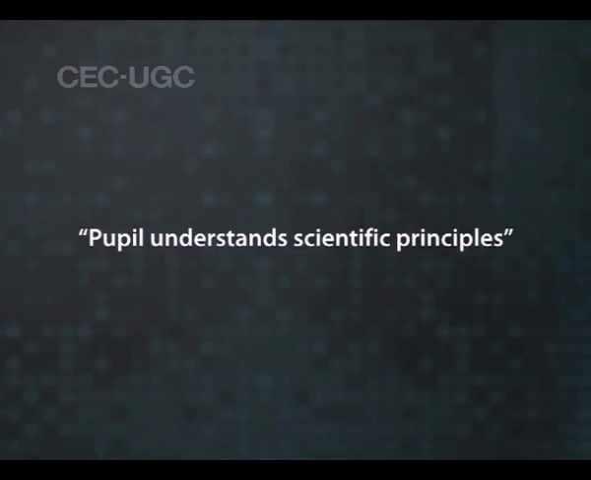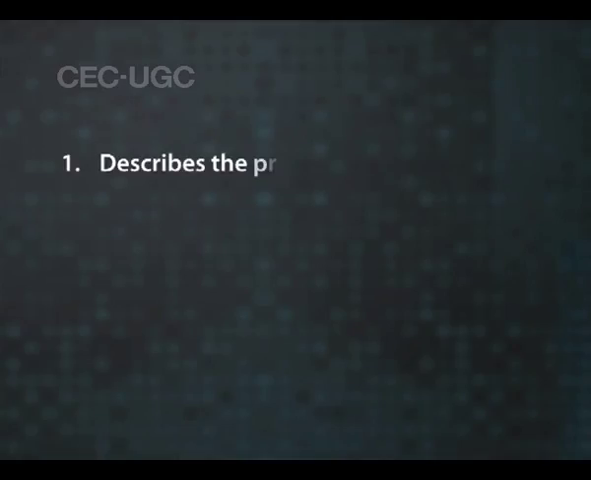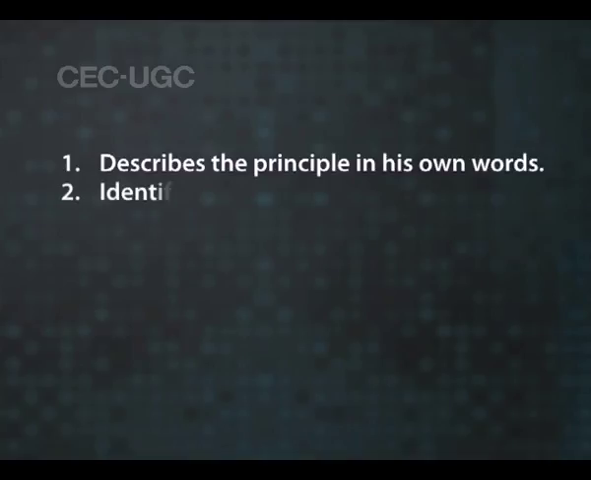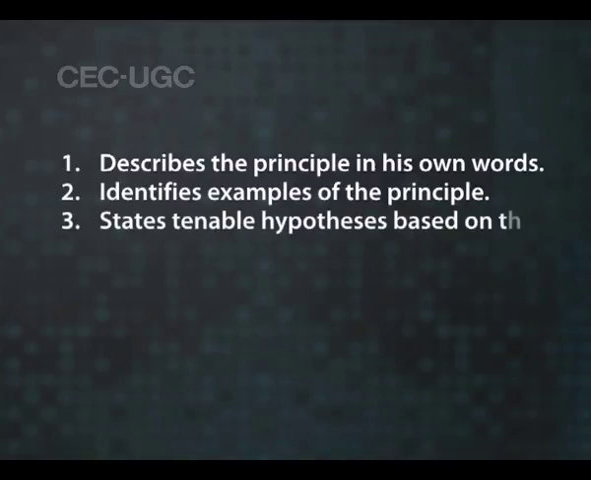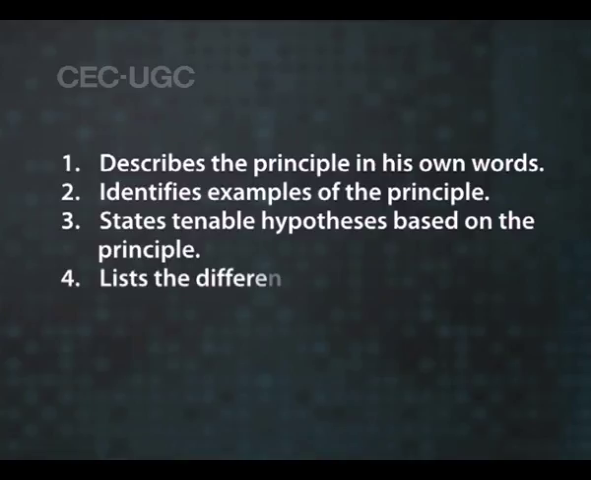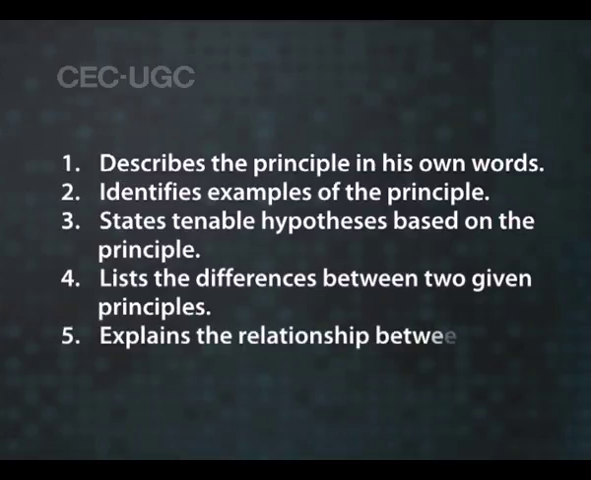This procedure would result in statements of general instructional objectives and specific learning outcomes. For example, for the general objective of pupil understands scientific principles, the specific behaviors that students demonstrate will be: describes the principle in his own words; identifies examples of the principle; states tenable hypothesis based on the principle; lists the differences between 2 given principles; explains the relationship between 2 given principles.